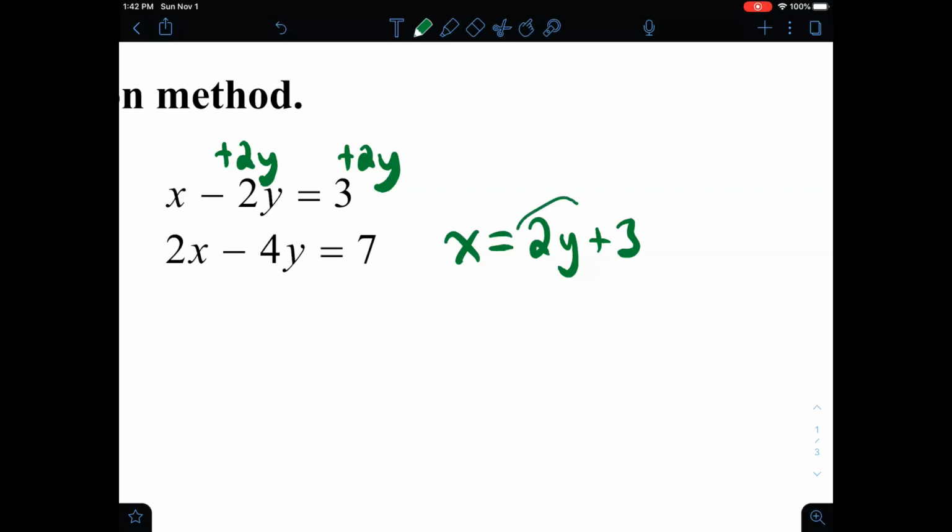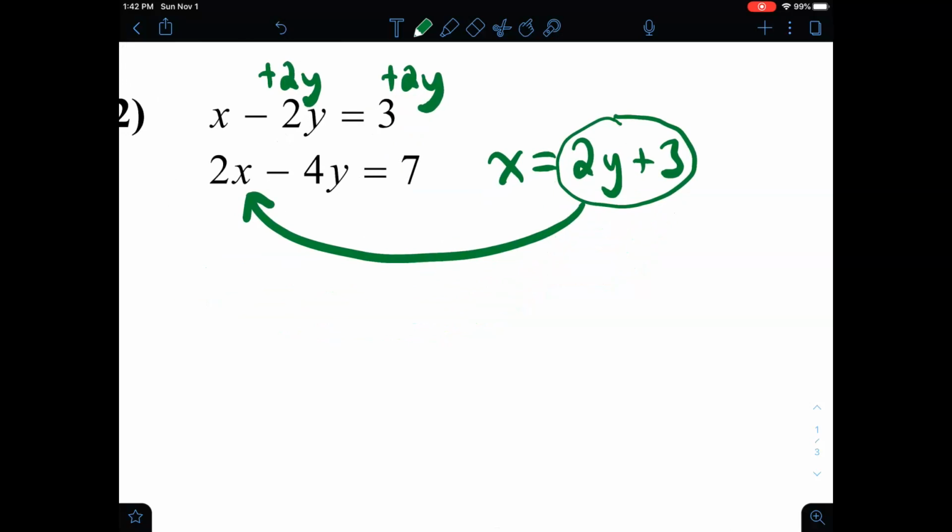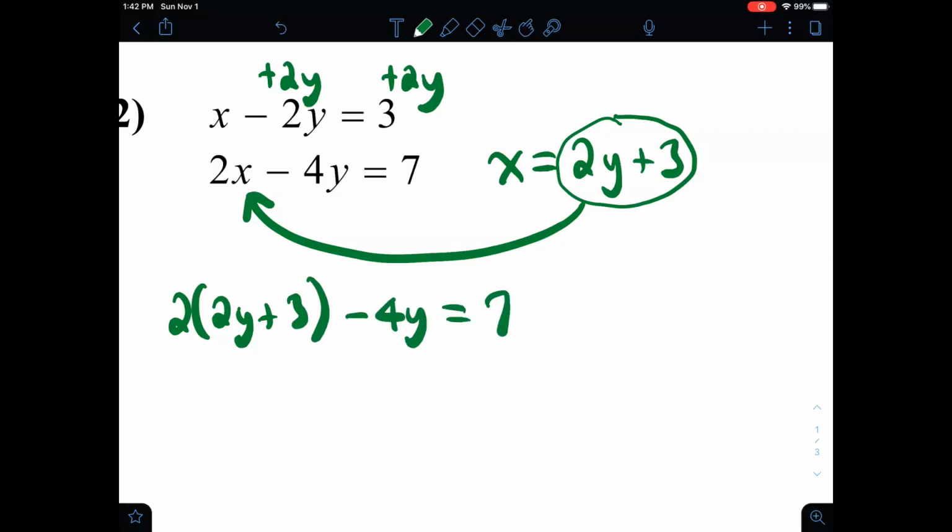So now we're going to take this x equals 2y plus 3. Wherever we see an x in the other equation, we're going to replace it with 2y plus 3. So we have 2 times (2y plus 3) minus 4y equals 7. Now we have all y's here, which is great because we need all one variable to solve. Now we need to solve this for y.